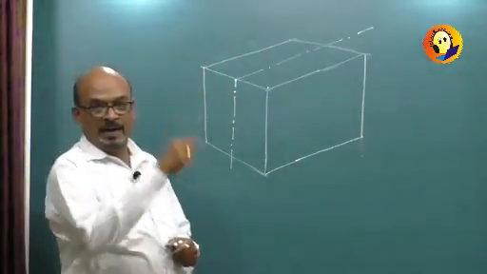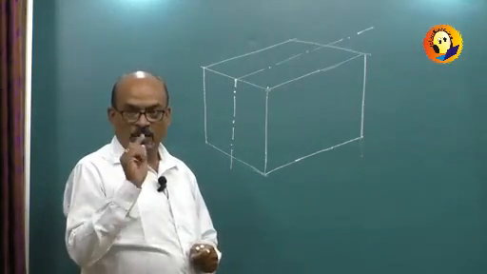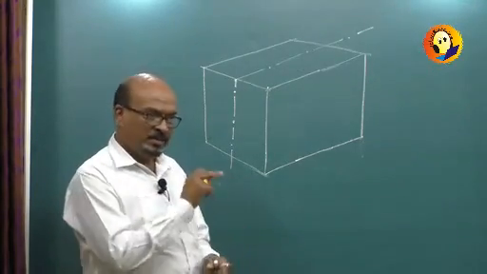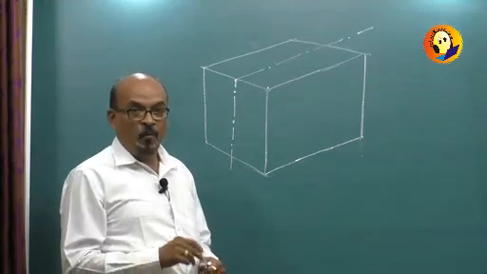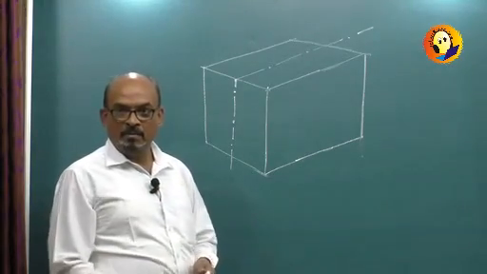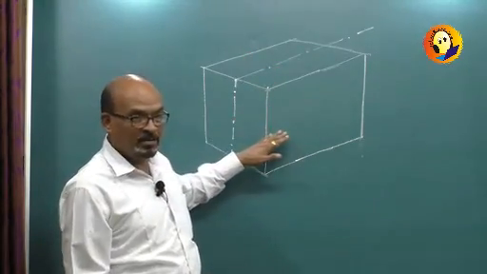We draw a center line, dash and dot. We don't write it, huh? We simply draw a line like this, which clarifies everything, because it says that it is symmetric.